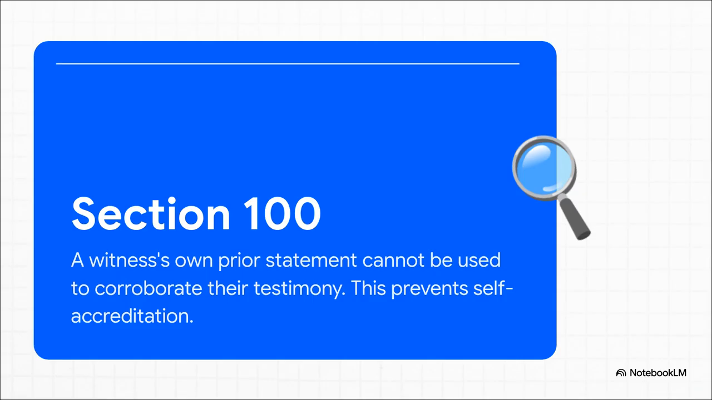Section 100 is really just a rule of common sense. You can't use a witness's own prior statement to back up that same witness's testimony in court. The commentary calls it self-accreditation. It basically stops a witness from saying, hey, you should believe what I'm saying now because, well, I also said it before. That doesn't add any real independent support, does it?